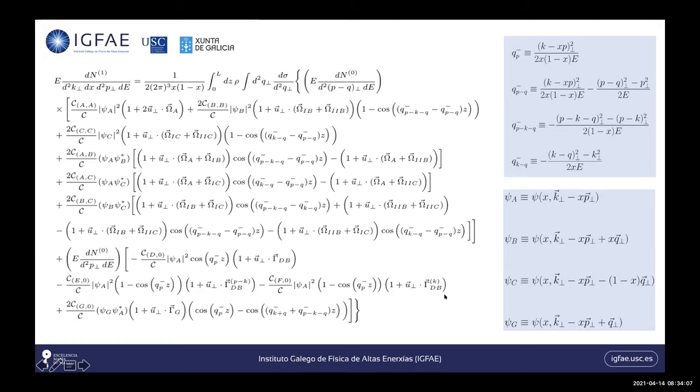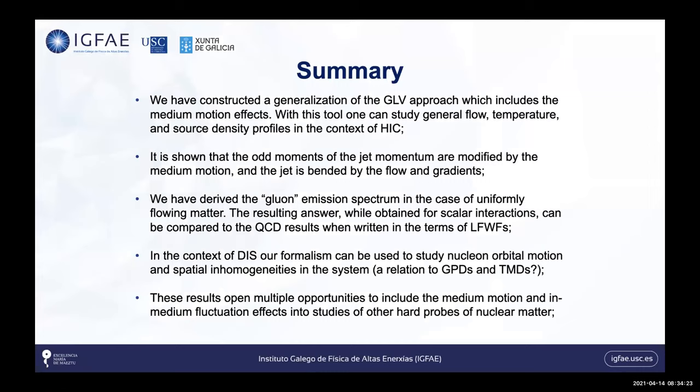Okay, you can massage this expression and simplify it, but not too much. And then the next step is to really apply it to some observables and see what phenomenology does. But we didn't yet go for that. So summarizing, we have constructed a generalization of the opacity expansion approach for jet-matter interaction. And with this tool, one can go further, studying very general profiles of how the sources are moving in the matter. In the context of heavy ion collisions, that can be general flow, general temperature profile, general profile of the source densities, and so on.